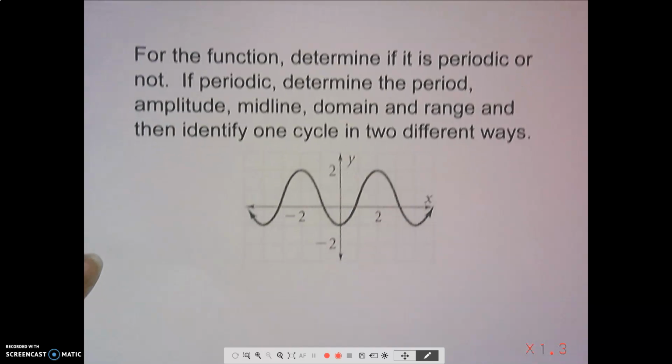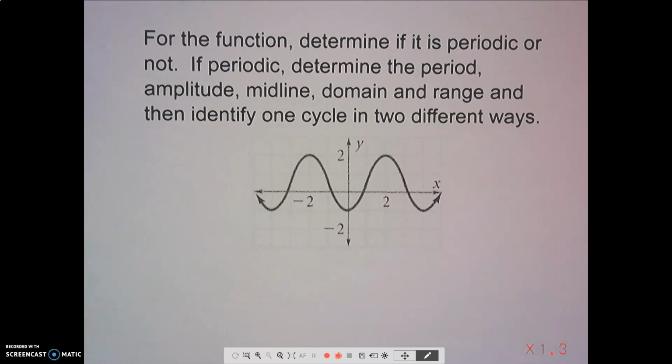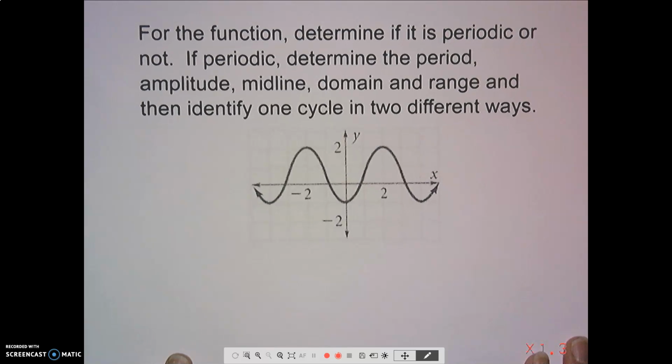So let's take a look at what this all looks like. For the function, we are going to determine if it is periodic or not. If it is periodic, we're going to find the period, amplitude, midline, domain, and range, and then identify one cycle in two different ways. If it is not periodic, we just say not periodic, and we move on to the next question.